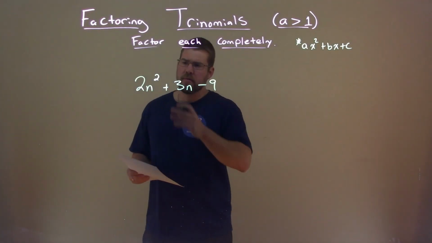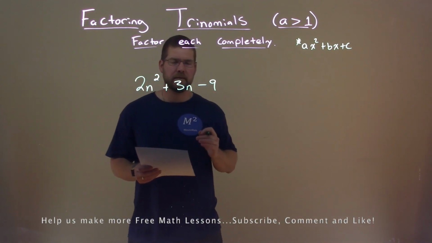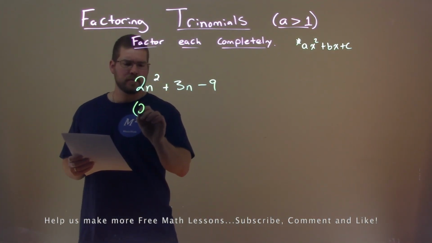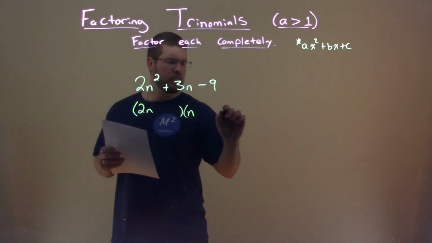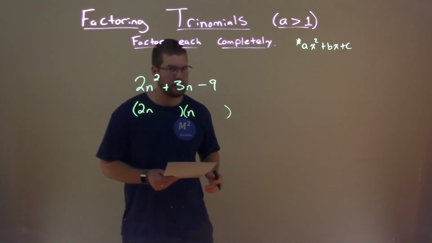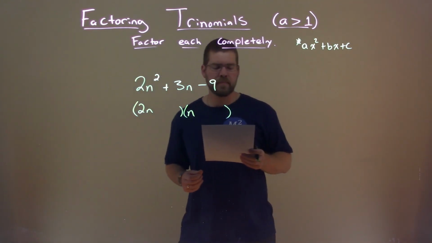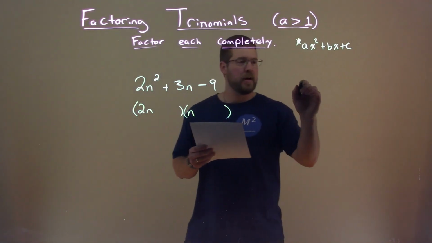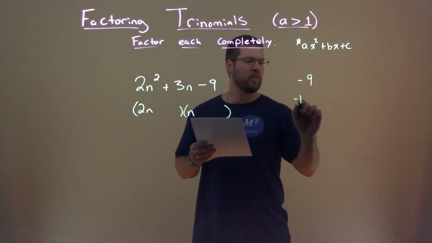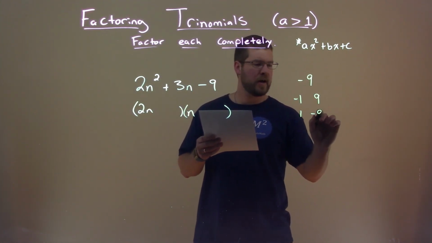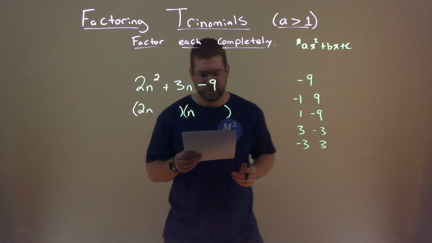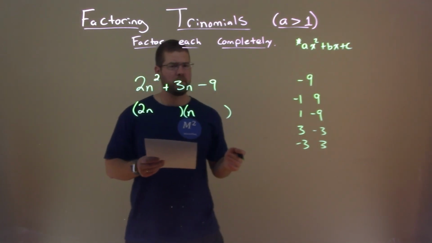We're given this problem here, 2n squared plus 3n minus 9, and we need to factor this completely. Since we have 2 out front, we know the factored form is going to be 2n plus or minus something times n plus or minus something else, 2 being a prime number there. Well, I need to look at my c value, negative 9, and make a list of the numbers that multiply to be negative 9. That's a negative 1 and positive 9, 1 and negative 9, 3 and negative 3, and negative 3 and positive 3. Okay? So we have a list of the two numbers multiplying to be negative 9.